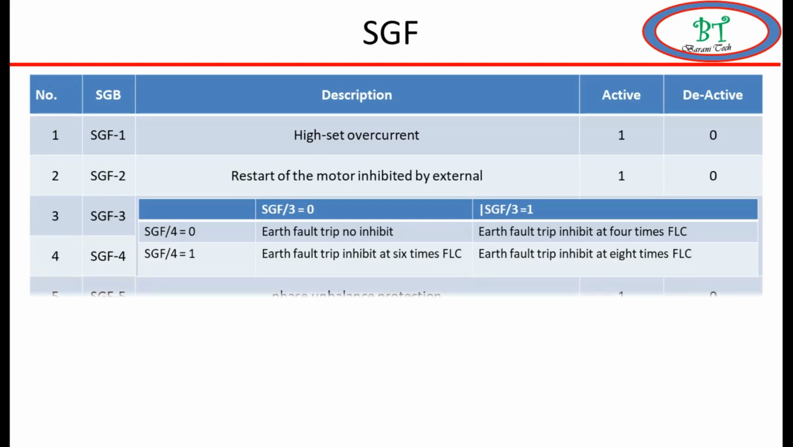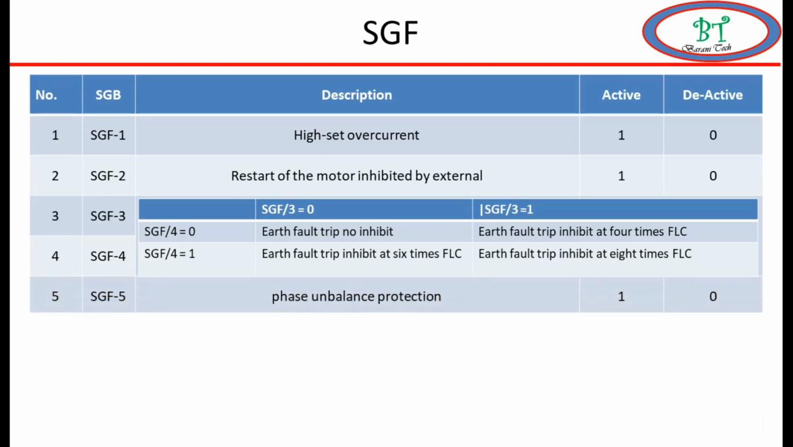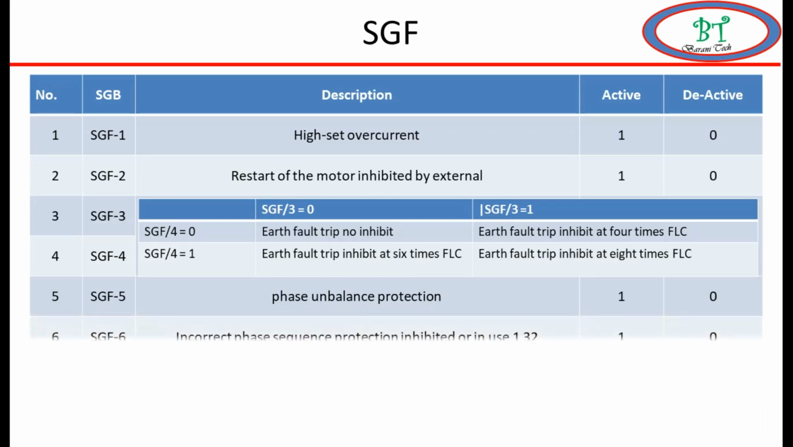Next we go for SGF5. If we keep 0 for SGF5, then the unbalance protection is disabled. If we keep 1, then it is activated. Next SGF6, if we keep 0, then the relay will not check phase sequence RYB for unbalance. If we keep 1, then the relay will check the unbalanced sequence also.